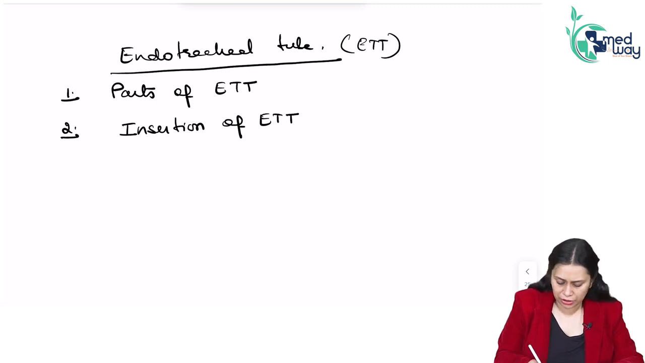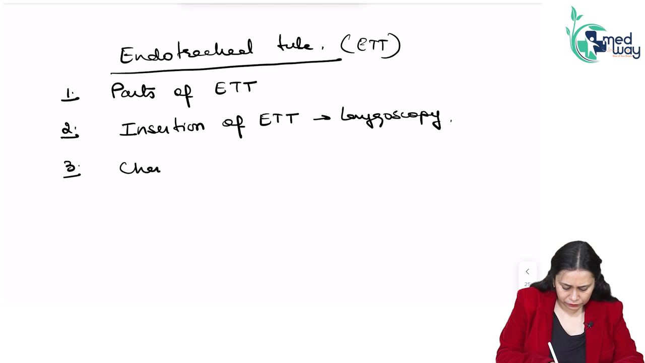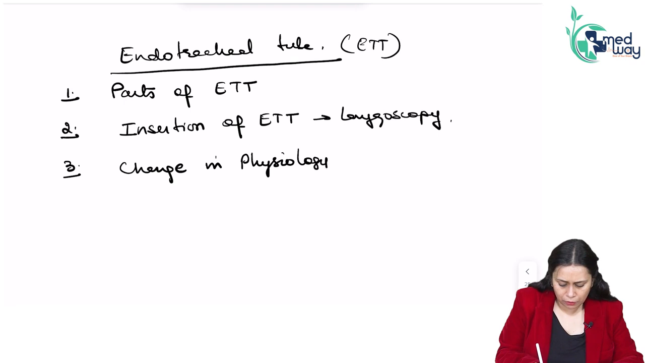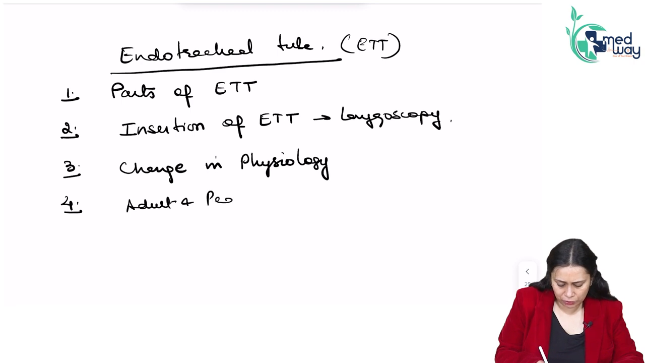So for insertion of the endotracheal tube, we need to know how to do laryngoscopy, so we'll talk about laryngoscopy. Then I will talk about the important simple physiological changes which happen with the insertion of an endotracheal tube, the change in physiology when breathing through an endotracheal tube. Then we will compare adult and pediatric intubation.